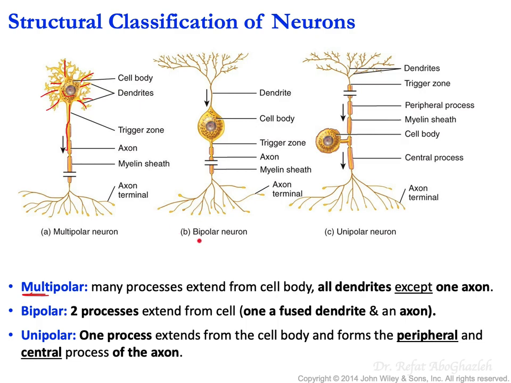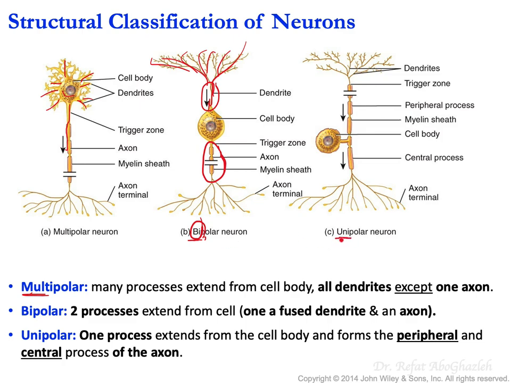What about the bipolar neuron? From its name, it shows that there are just two processes coming out from the cell body, extending in opposite directions, as you see here. One would be the dendrite, and one would be the axon, right? So two processes extend from the cell, one a fused dendrite, which gives many branches like a tree. On the other pole, you have the axon. This is why it's called a bipolar neuron.